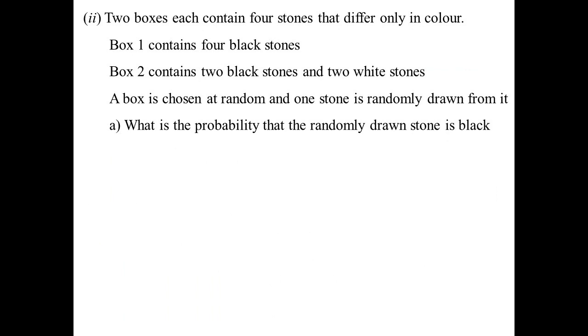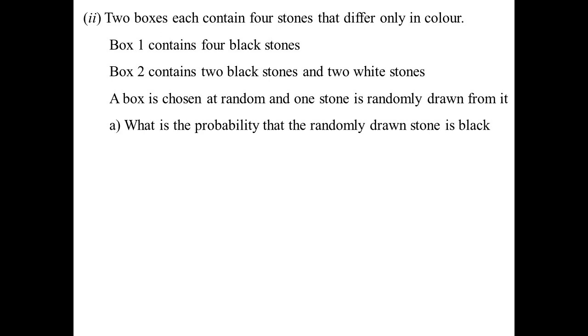We've got 2 boxes. Both of them have got 4 stones in them. The only difference between the stones is their colour, although in box 1 they're all the same colour, they're all black. In box 2 we've got 2 black ones, 2 white ones. First we're going to choose a box at random, and then we'll choose a stone from that box. So what's the probability that the randomly drawn stone turns out to be black? That's the first part of this question.